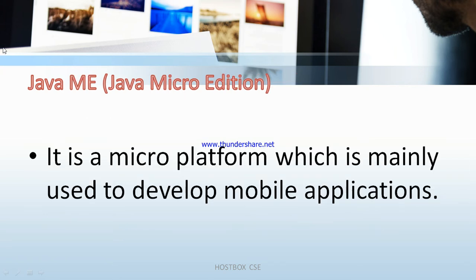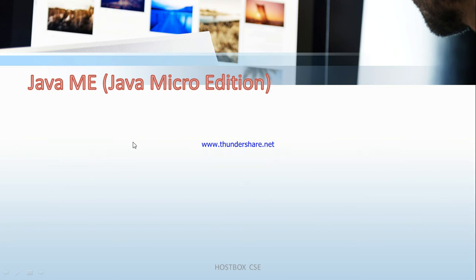Then Java ME, Java Micro Edition, is a micro platform which is mainly used to develop mobile applications. In day-to-day life we are seeing a lot of Android mobiles and iPhones, and the coding of many Android mobiles is done with the help of Java only.